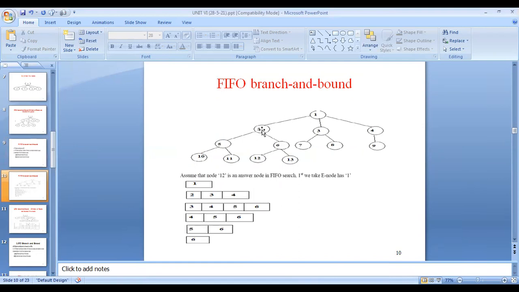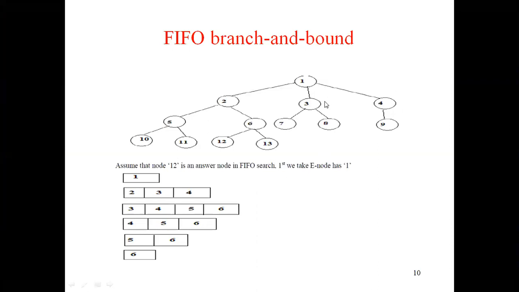FIFO branch and bound. Suppose when you see this figure, we have the tree structure. This is a state space tree, and we have the initial node 1. When it is expanded, you get 2, 3, 4. When 2 is expanded, 5, 6, like this. These nodes are generated. Assume that node 12 is an answer node in FIFO search. First, we take the E node as 1. This is first in first out search, that is a breadth first search. So 12 is the answer node in our figure.